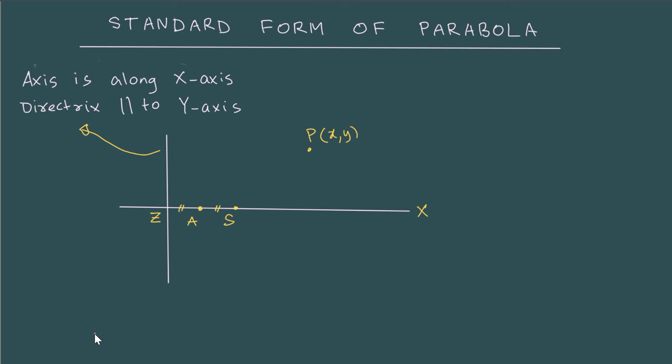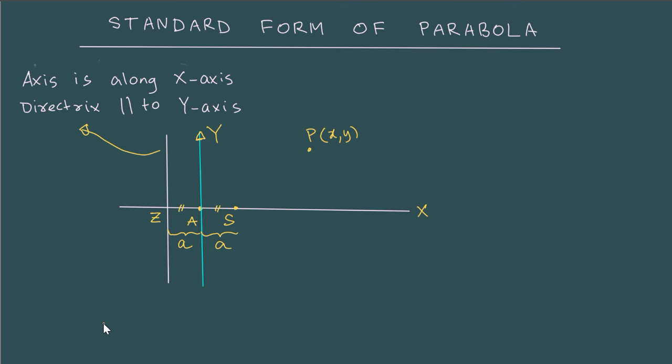Now if you draw a perpendicular line through A, that line is taken as the y-axis. So here the blue line that we are looking at is our y-axis. And as a convention, the distance between Z and A, and A and S, is considered a. So this is the parameter, this is a.